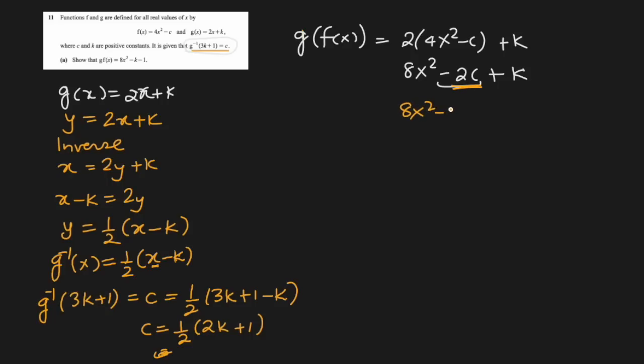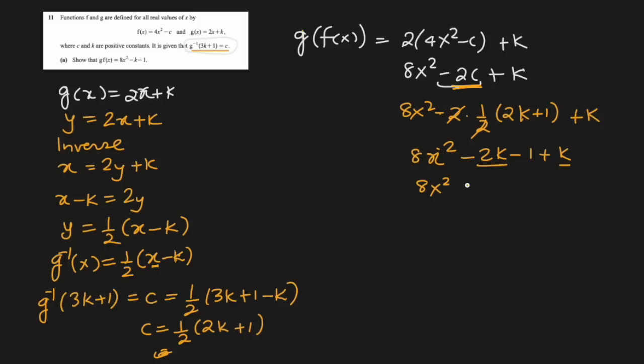8x square minus 2 times half 2k plus 1 plus k. Okay, this cancels. So what do I get? 8x square minus 2k minus 1 plus k. So it is 8x square minus 2k plus k is minus k minus 1. Can you see it matches with what they wanted us to show?